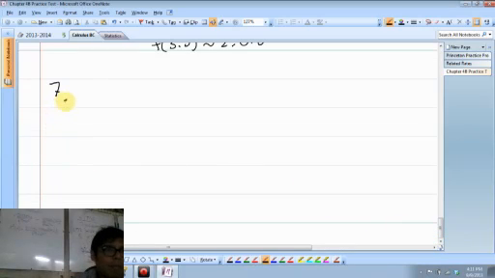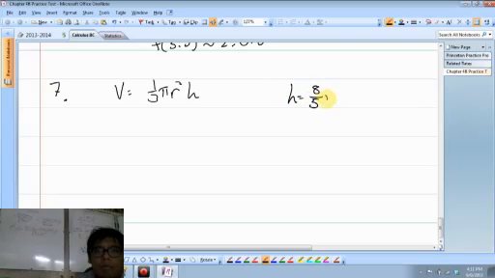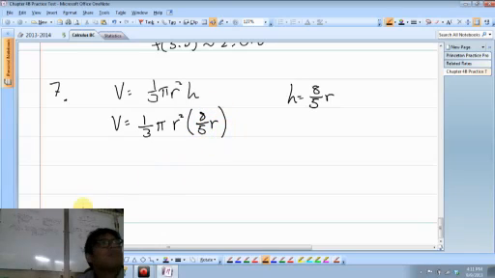Okay, so the volume of the cone is 1/3 pi r squared h. The height is 8/5 the radius, meaning the volume can be simplified into 1/3 pi radius squared times 8/5 of the radius. It's 8/15 pi r cubed.